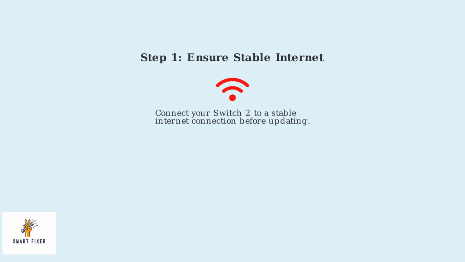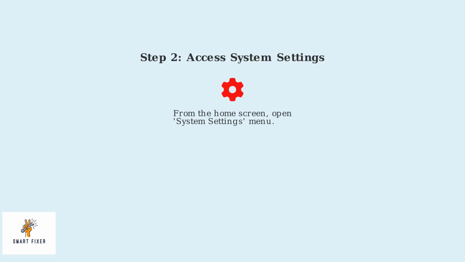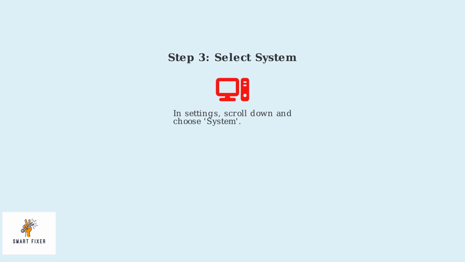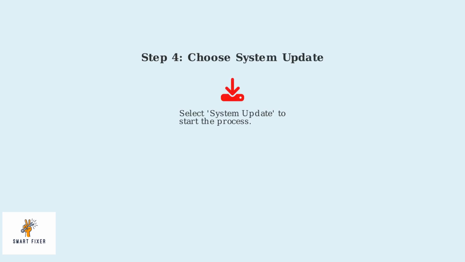First, ensure your Nintendo Switch 2 is connected to a stable internet connection. This is essential for downloading the firmware update successfully. Next, navigate to the system settings. From the home screen of your Switch 2, locate and select the gear icon to open the settings menu. Within the system settings, scroll through the options and select System to access system-related functions. Then, from the System menu, select System Update.